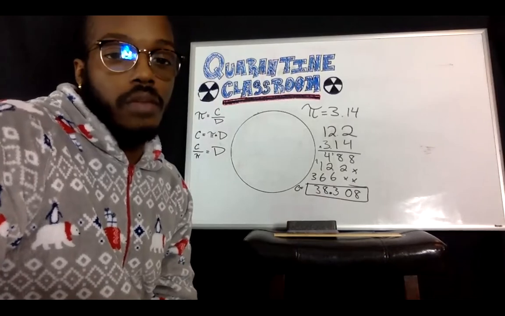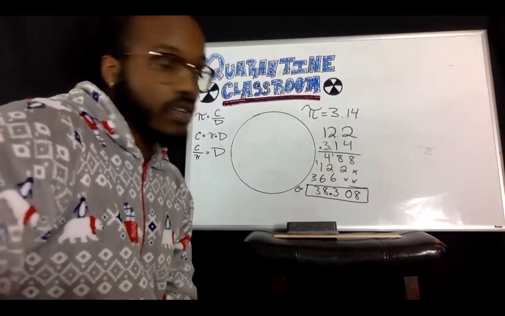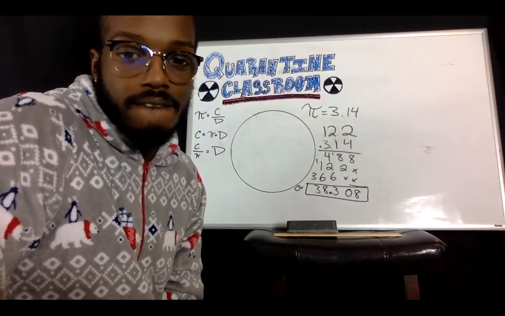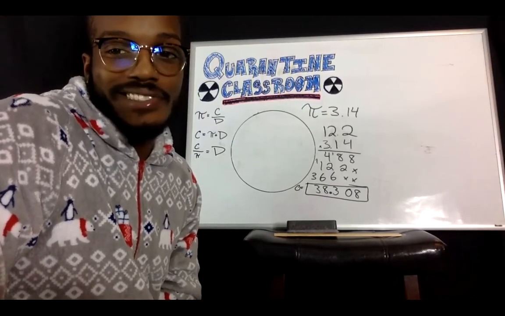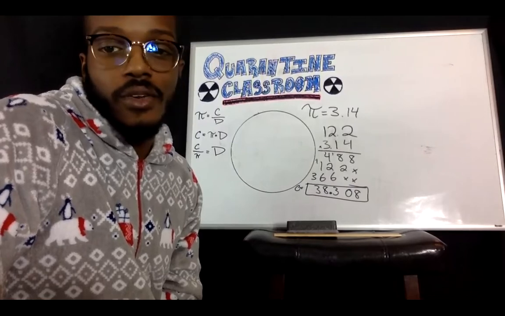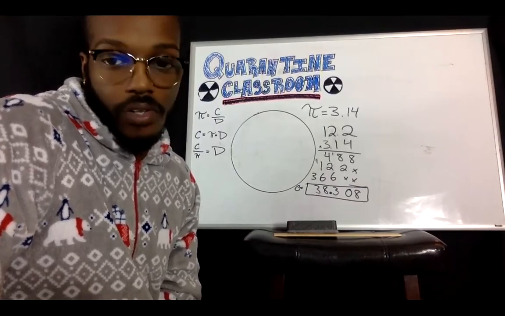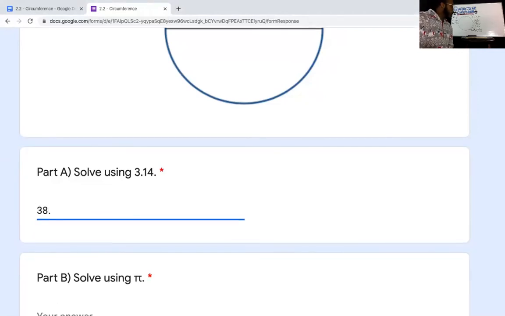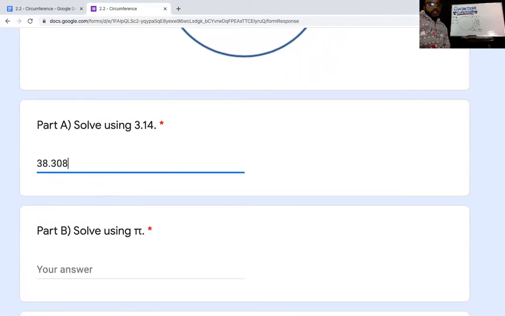So then you're going to go ahead and put that answer in there. Got you guys. We're flowing, we're rocking, we're rolling. Let's do it. All right. Again, I said that the answer is 38.308. We can leave it as that.